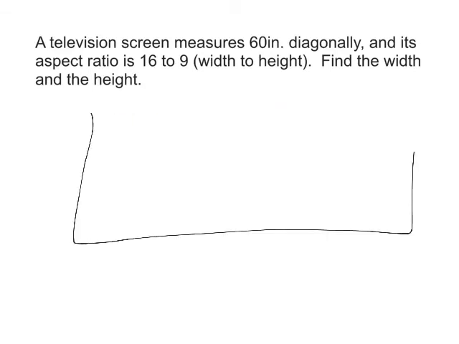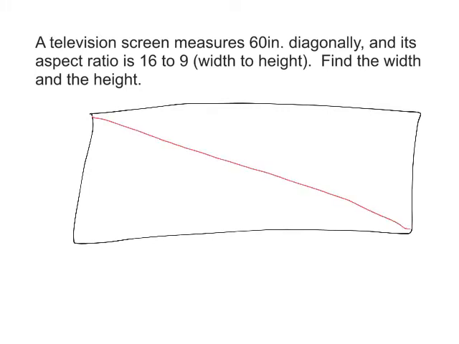Here's our rectangle. Sorry. And then the diagonal, which is the distance between the two opposite corners, that's going to be your 60 inches, okay? This is your height. This is your width. And the problem is defining a ratio of the width to the height as 16:9, which means for every 16 inches that the television is wide, it's 9 inches high.